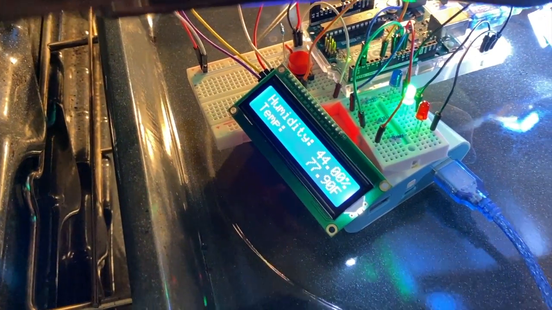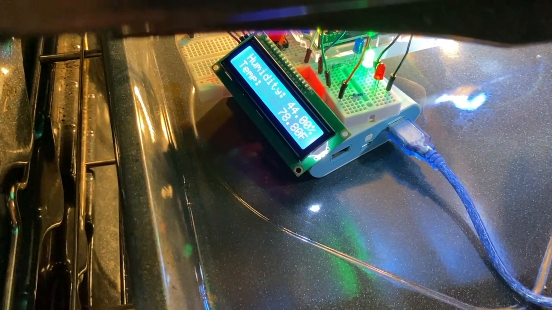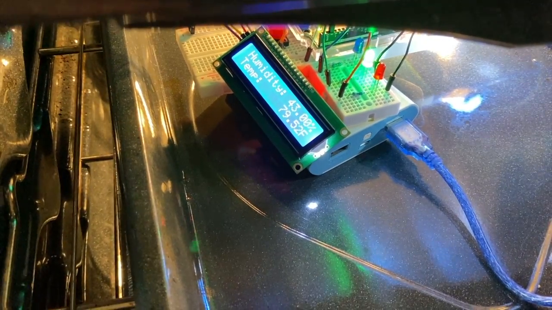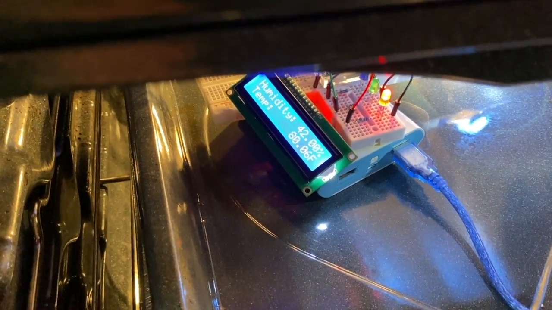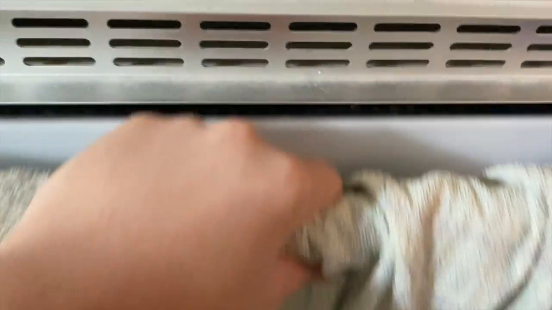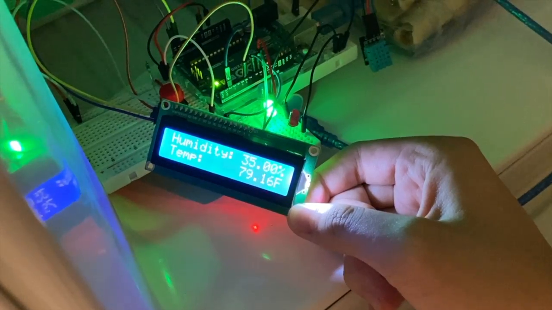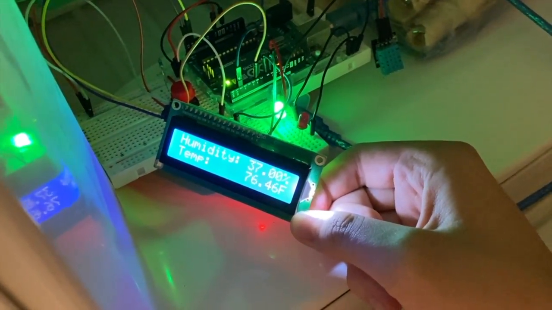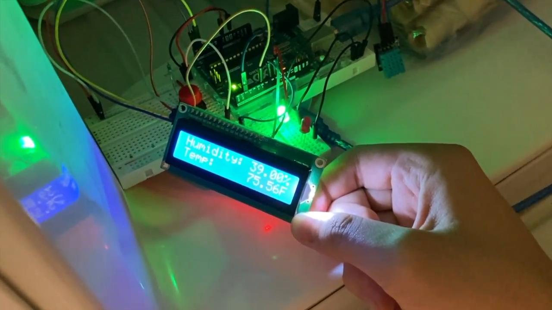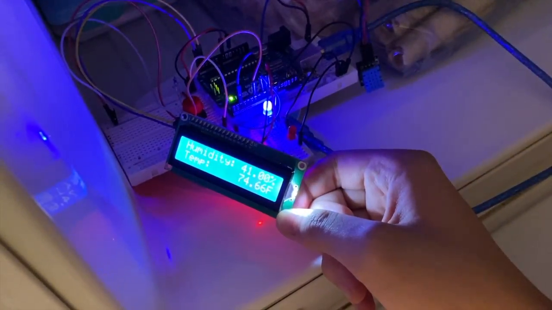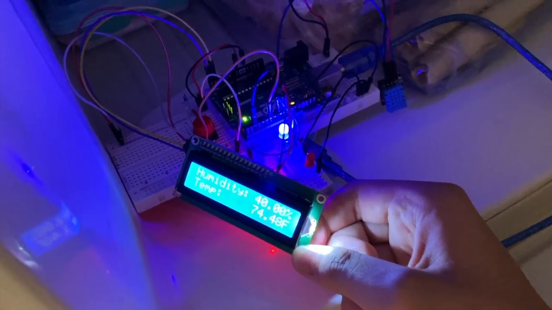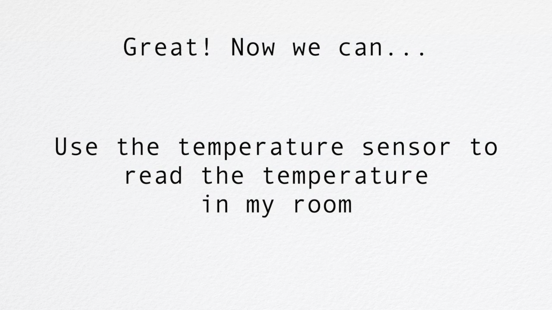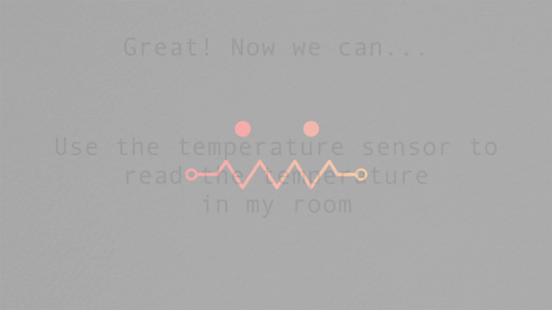Here I'm going to put the entire device into the oven to see what happens. We wait a bit for the sensor to realize where it is, and as you can see, the red light turns on because the sensor detects a temperature higher than 80 degrees. Now I'm going to put the device inside my refrigerator to see what happens. And as expected, the light turns blue, indicating that the sensor senses a temperature that's lower than 75 degrees. Great! Now we can use the device in the future to see if the temperature in my room is at a comfortable level. That's it for this video.